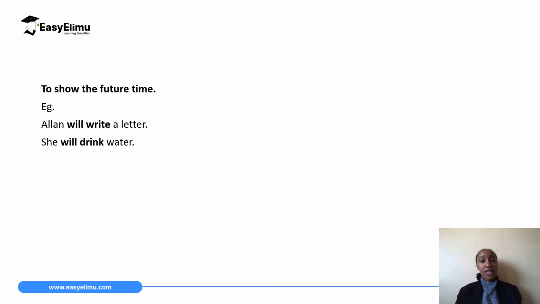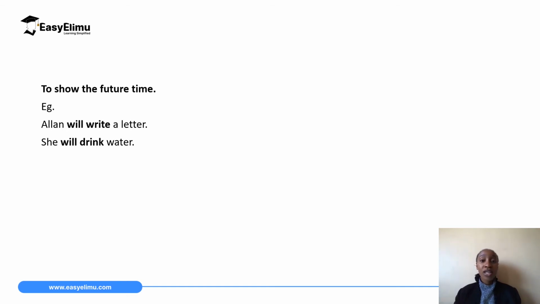Auxiliary verbs can be used to indicate the future time or the future tense. For example, Alan will write a letter. So this letter has not been written yet, but in future, which could be 10 minutes from now, could be tomorrow, could be next week, the letter will be written. So Alan will write a letter. Will is the auxiliary, write is the main verb.